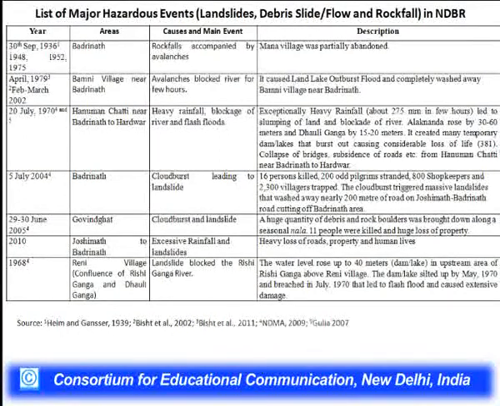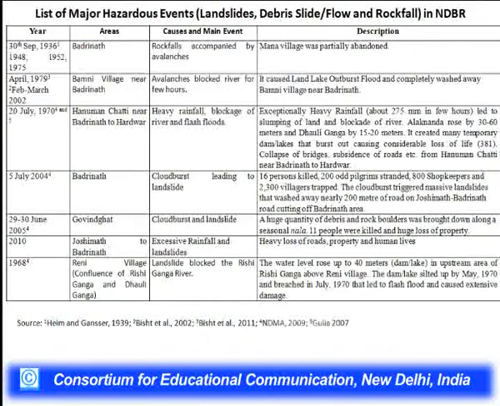In August 1979, in 2002, in Bamni village near Badrinath, an avalanche blocked the river for a few hours. It caused a landslide lake outburst flood and completely washed away Bamni village near Badrinath.